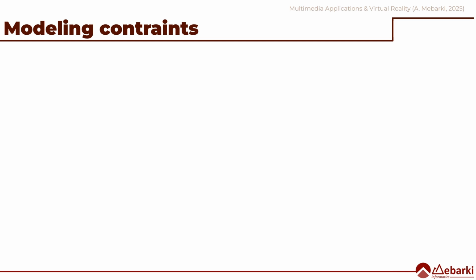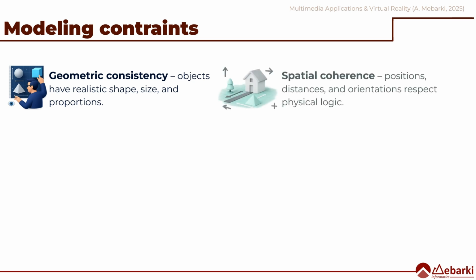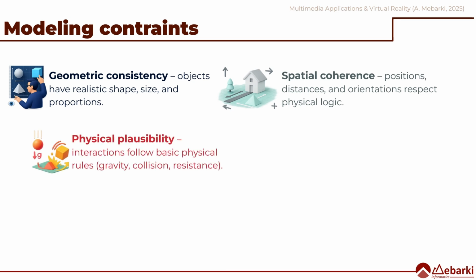A valid virtual world model must satisfy several constraints to ensure realism, coherence, and immersion. Geometric consistency: objects have realistic shape, size, and proportions. Spatial coherence: positions, distances, and orientations respect physical logic. Physical plausibility: interactions follow basic physical rules: gravity, collision, and resistance.